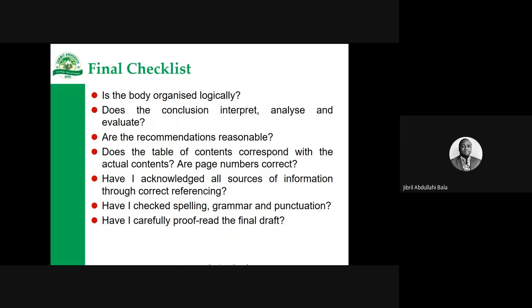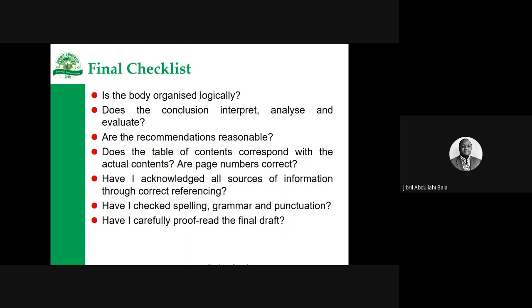You can highlight the method or examples and say it can be explored to see if it could improve the speed or something like that. Then, of course, the table of contents needs to correspond with the pages. You have to acknowledge all sources of information. Referencing is very important in literature review. As a matter of fact, the literature review section is the section that has the most references.